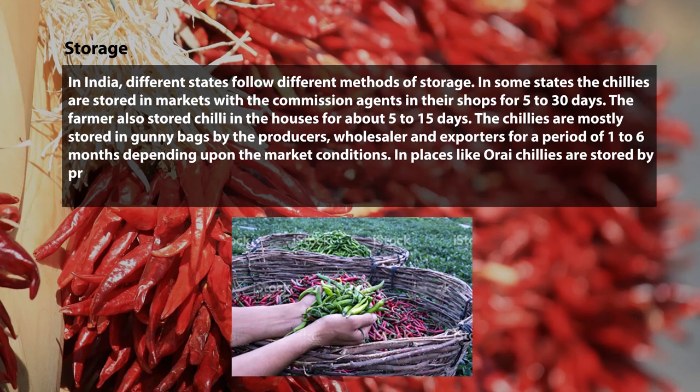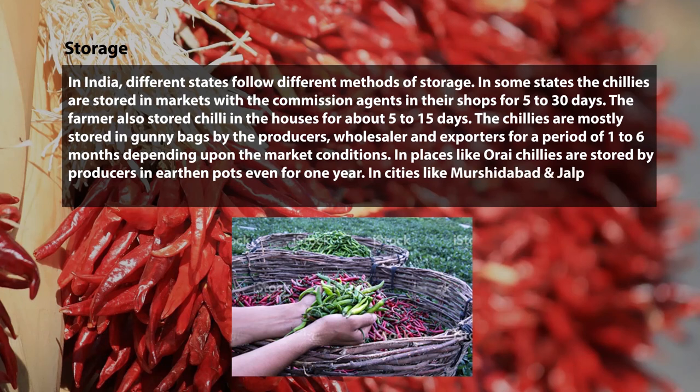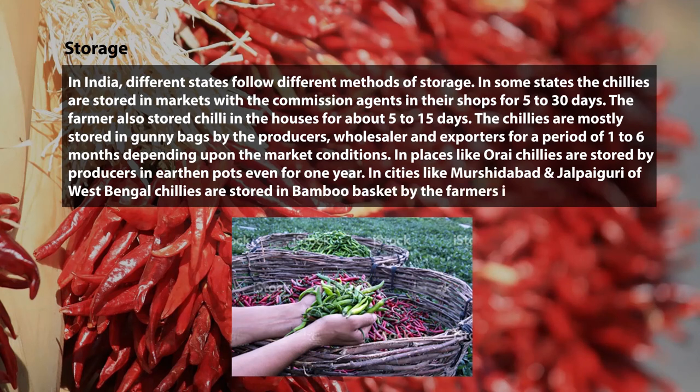In places like Urai, chilies are stored by producers in earthen pots even for 1 year. In cities like Murshidabad and Jalpaiguri of West Bengal, chilies are stored in bamboo basket by the farmers in their own house.